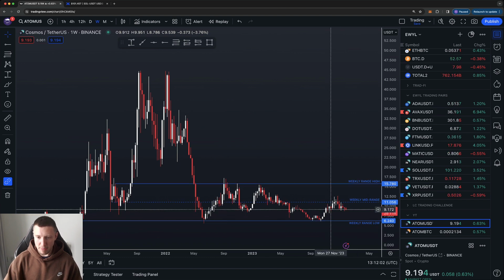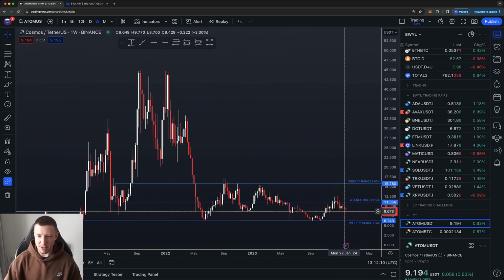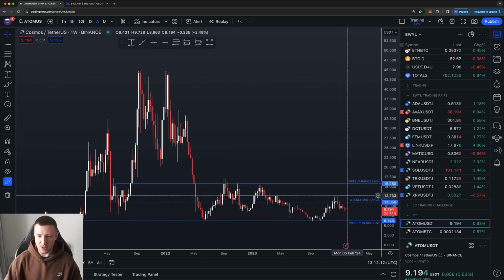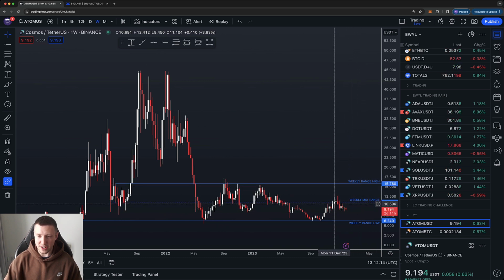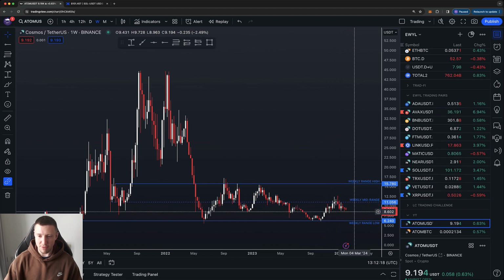And I remember, we were back here around 20th November, this weekly candle here, and I was talking about the importance of Atom getting a weekly close above this weekly mid-range of $11, holding it as support to then continue to the weekly range high. But as you can see, this weekly mid-range held as resistance and we have rejected off it.